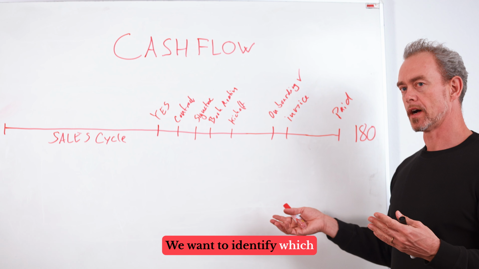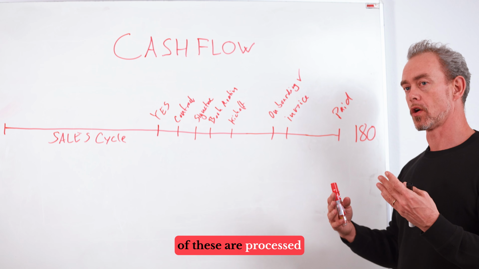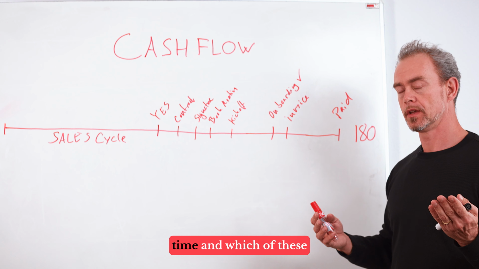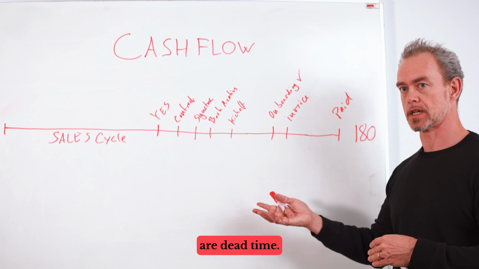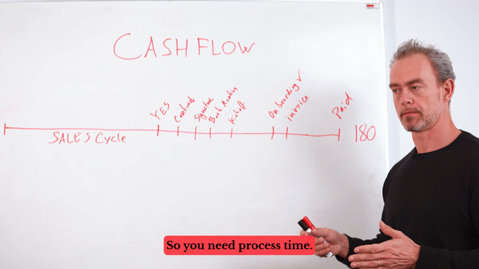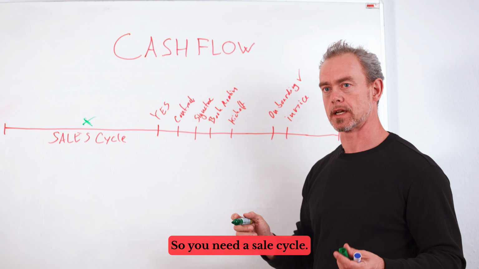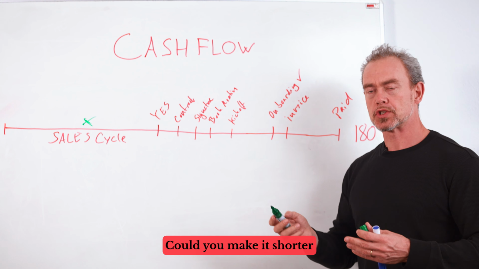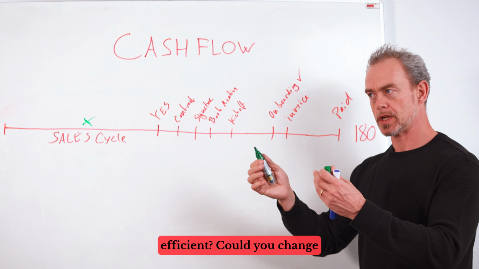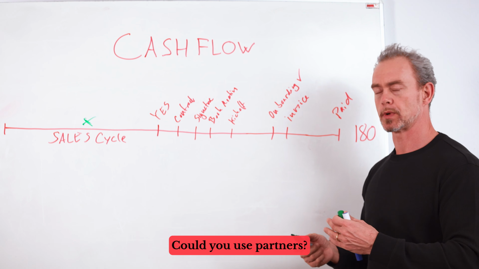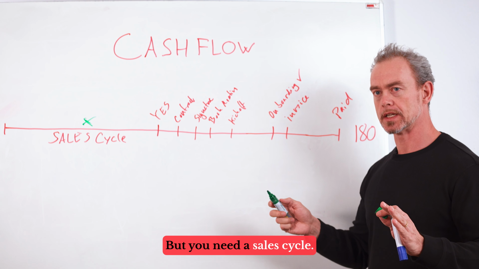We want to identify which of these are process time and which of these are dead time. So you need process time. Dead time, you just want to remove completely. So you need a sales cycle. Could you make it shorter? Could you make it more efficient? Could you change your sales motion? Could you use partners? Yes, all of that, but you need a sales cycle.